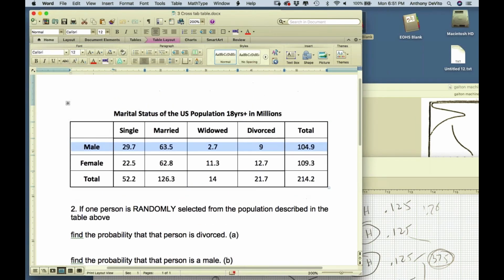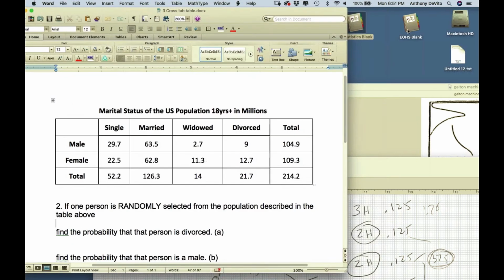he's married? Well, we have 63.5 million divided by, out of 104.9, because we only are considering males. Given that he's male, which puts him in this group, what's the probability he's married? So it's 63 over 104. How is that different? That's a conditional probability.